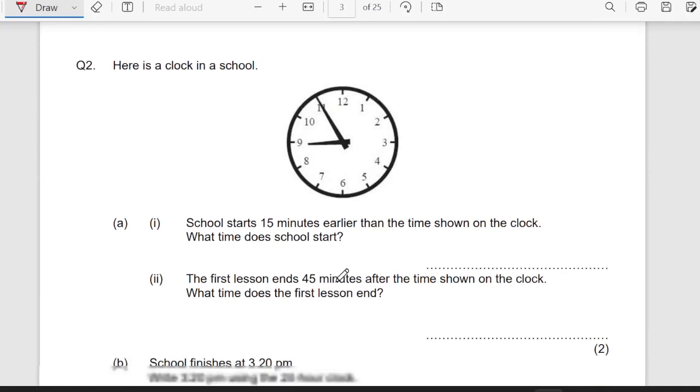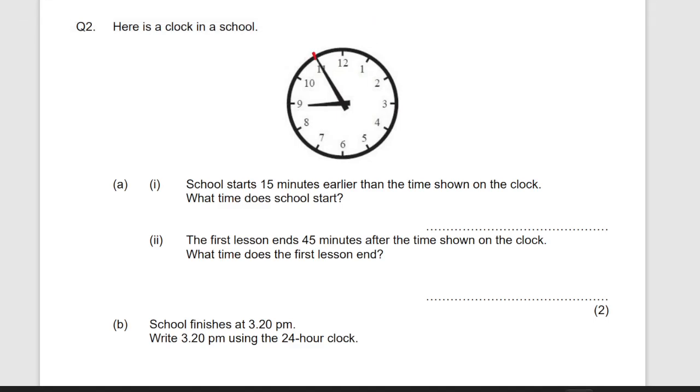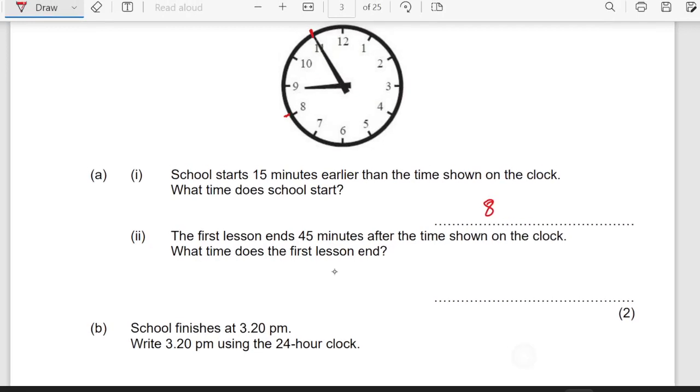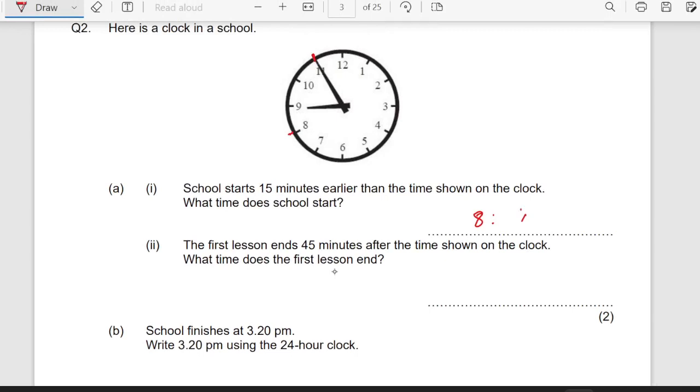Okay, question 2. Here is a clock in a school. The school starts 15 minutes earlier than the time shown on the clock. What time does the school start at? So if it's currently showing as 8:55 or 5 to 9, 15 minutes earlier would be, with the big hand there, so it would be 8:45. My writing's not working particularly well.